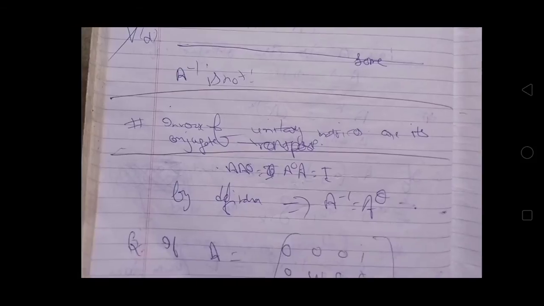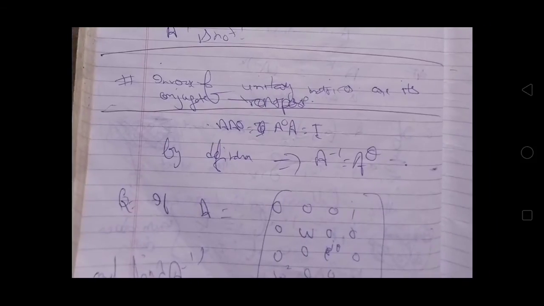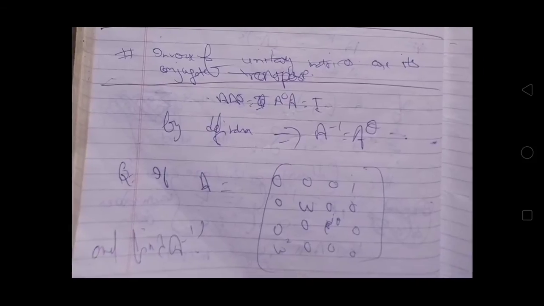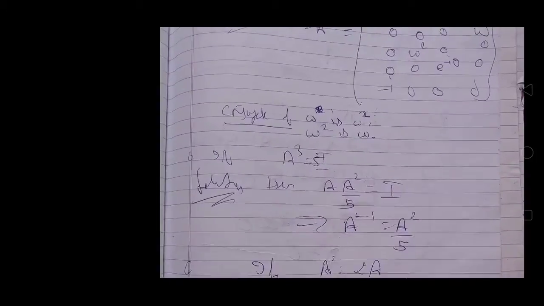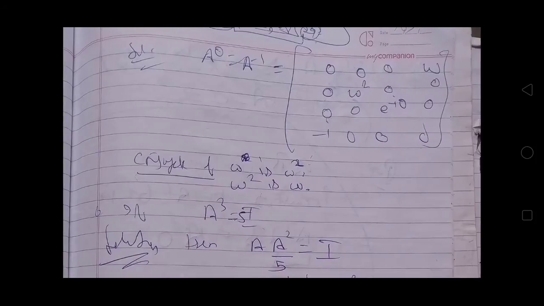Okay, now see this inverse note. The inverse of a unitary matrix is its conjugate transpose. Because A into A theta is equal to A theta into A is equal to identity matrix for a unitary matrix, by definition A inverse will be equal to the conjugate transpose of A. Now see this question, you can clearly see that this is a unitary matrix. So its inverse will be the conjugate transpose of this matrix. And the conjugate transpose of this matrix will be equal to this matrix. So this is the inverse of this matrix. Conjugate of omega is omega square and conjugate of omega square is omega, for better understanding.